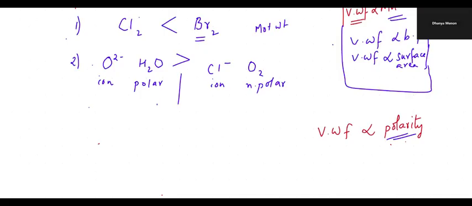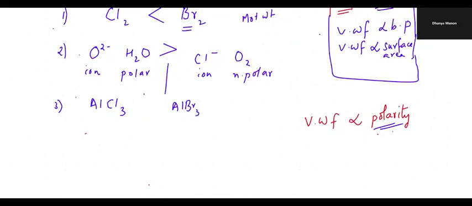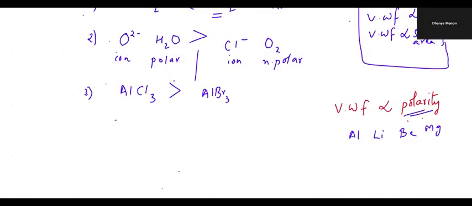Third one is aluminum chloride and aluminum bromide. We learned this type. The halides of aluminum, lithium, beryllium, and magnesium, we don't check the molecular weight, we check the polarity. So definitely we check the polarity, and chlorine has a higher electronegativity. So aluminum chloride has a higher van der Waals force.